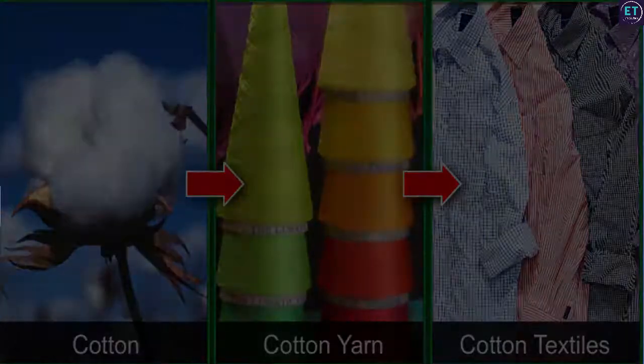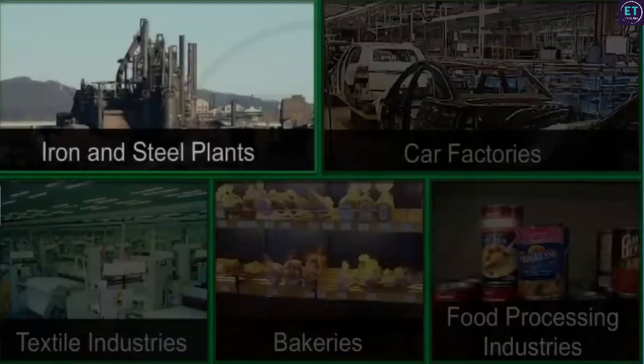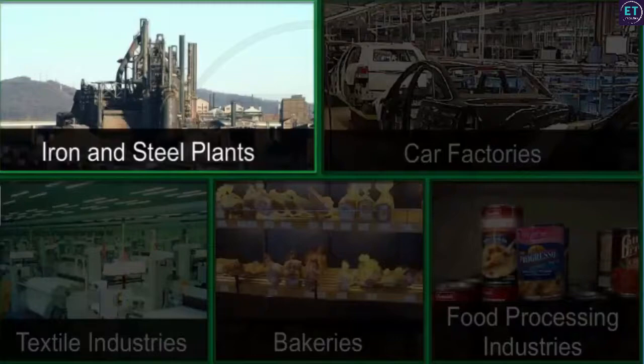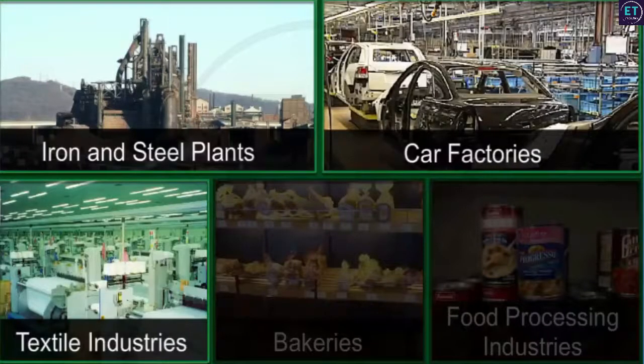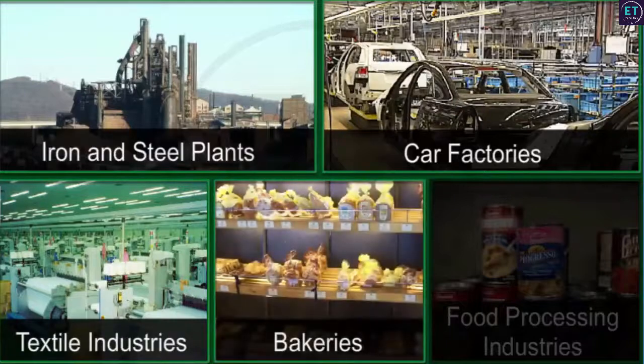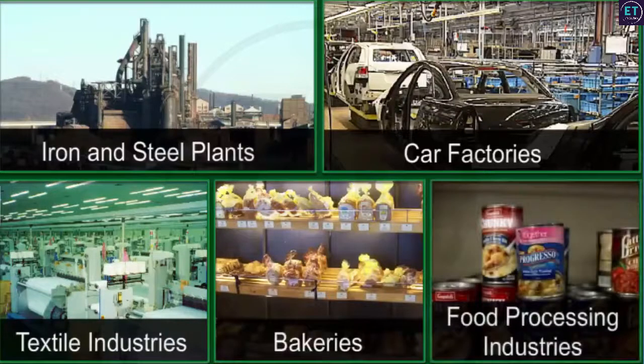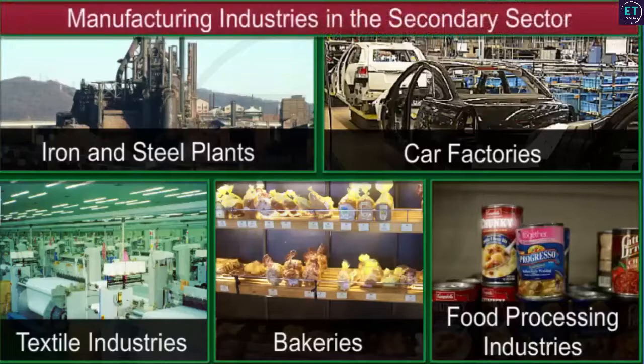Industries like iron and steel plants, car factories, textile industries, bakeries, and food processing industries that manufacture finished products from primary material are called manufacturing industries in the secondary sector.